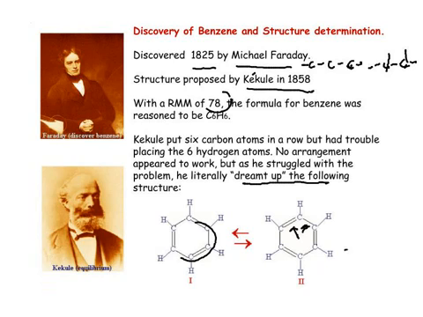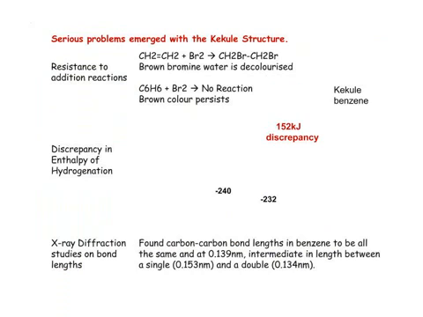Now, as we'll see, the Kekulé structure was not right, but it was a very good start. Let's look at 3 bits of evidence, and you need to know all 3 of these, that disprove the Kekulé structure for benzene. So this is the proposed structure by Kekulé for benzene: alternate double and single bonds as we go around the ring, C6H6.